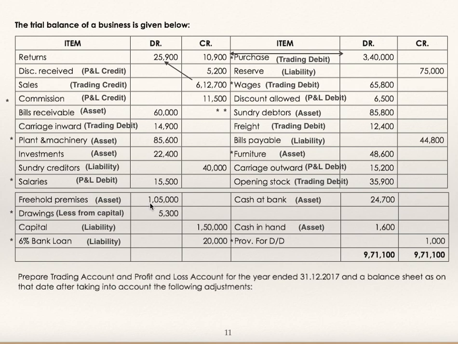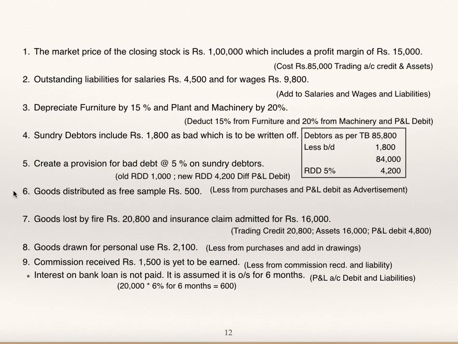Freehold premises directly in the outer column of assets on the asset side. Drawings, it has got adjustment. Now we'll see what is the adjustment for drawings. Goods drawn for personal use 2100. This is the adjustment for drawings.